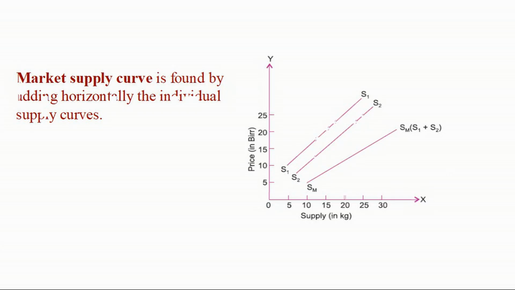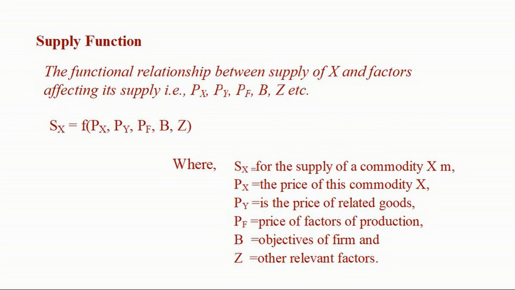Supply function. It shows us the functional relationship between the supply of a commodity and the factors that affect its supply. There are a number of factors. For example, there is commodity X. The supply of commodity X is a functional relationship with the price of the product itself, price of related goods, price of factors of production, objective of the firm, and other relevant factors. All these affect the amount of commodity X which is supplied by the firm.